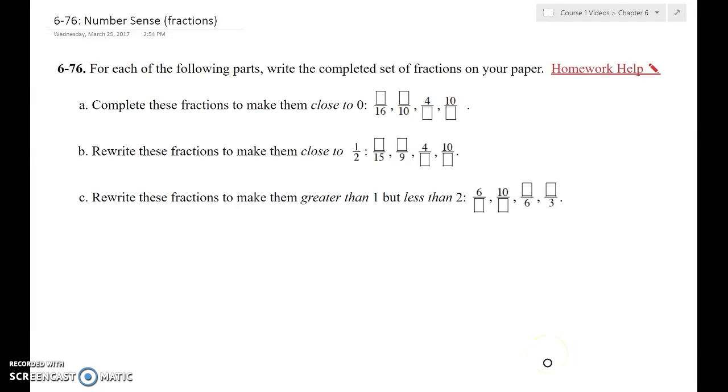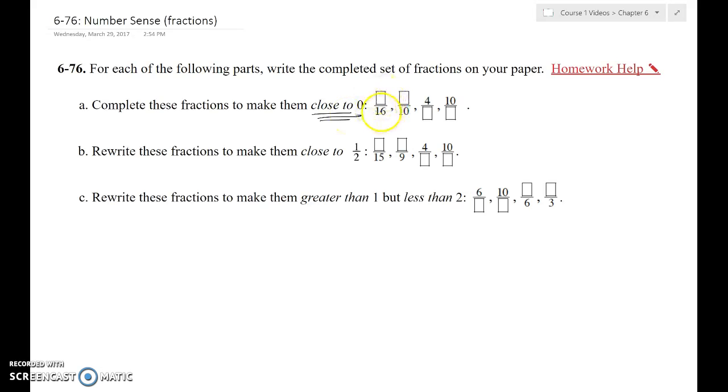All right, problem 76 was a good one, just really strange. It took me a while to think of what it was asking. But it gave us some blanks to fill in, some numerators and some denominators of these fractions. And our goal was to input some values here that gets us close to these constraints.